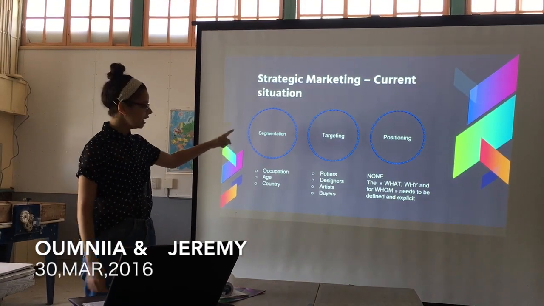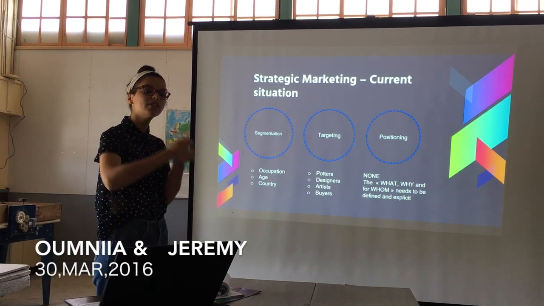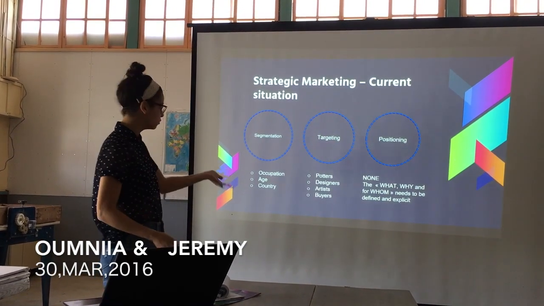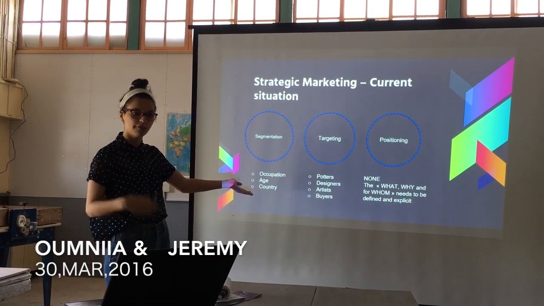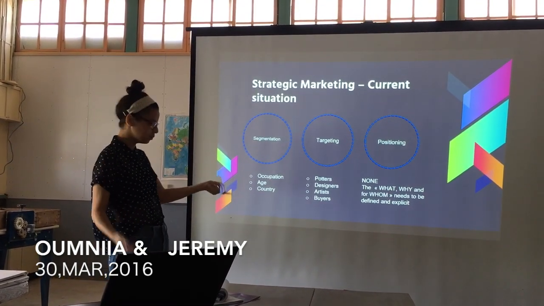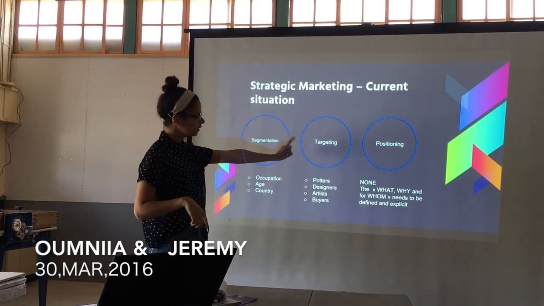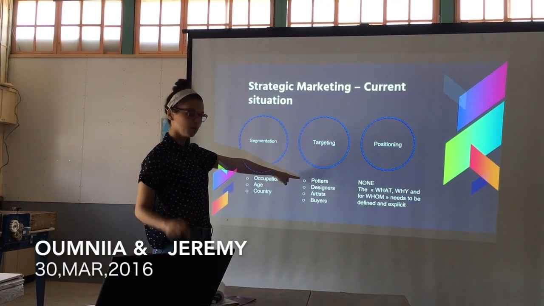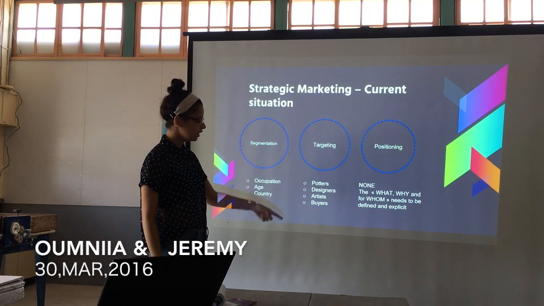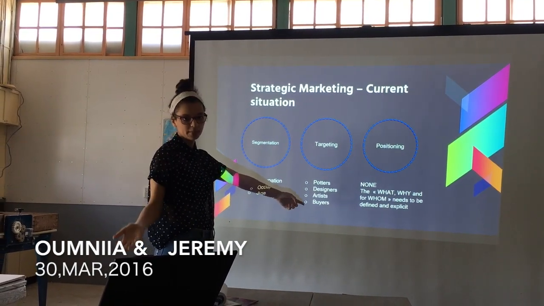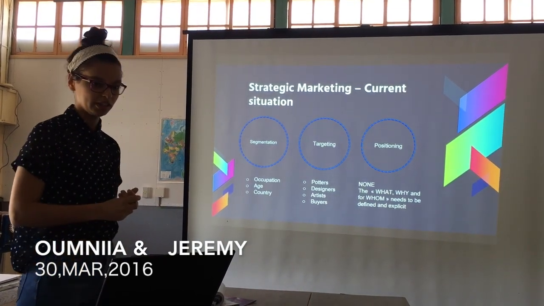And this is an important first phase because we need to know the characteristics so that we can define our target. If we say country, that we target people from Australia, from America, from Morocco, this is an important characteristic. Then this is the current situation. The targeting for the art residents, for example, we target potters, designers, artists. And for manufacturing, we target buyers, the ones that come and buy the porcelain.